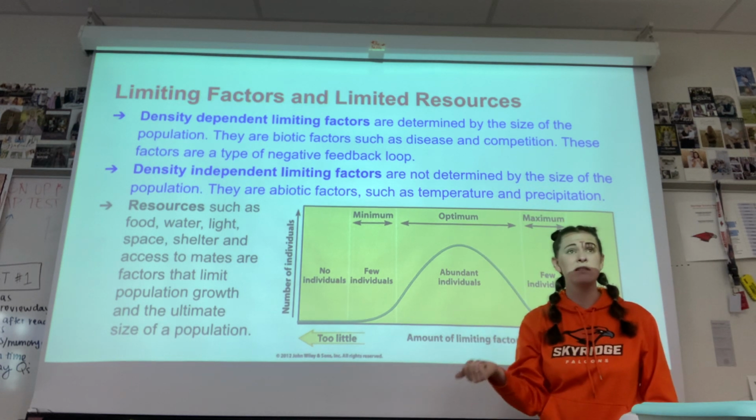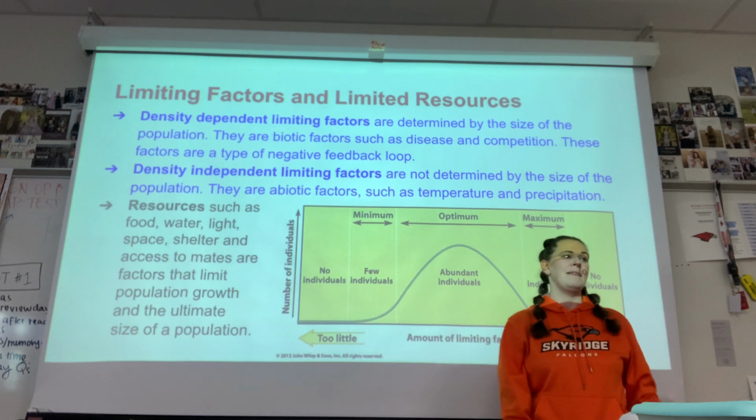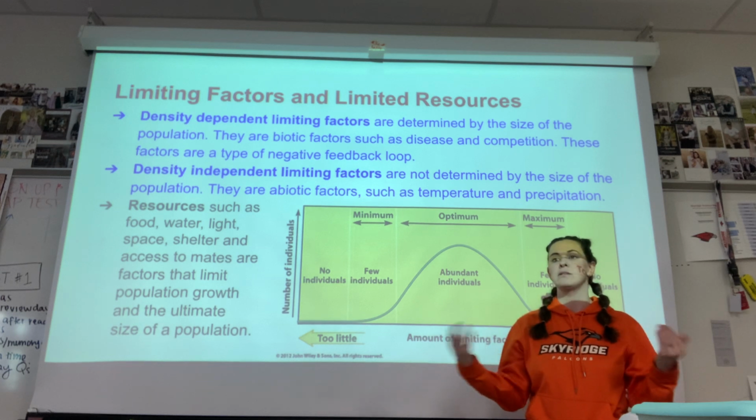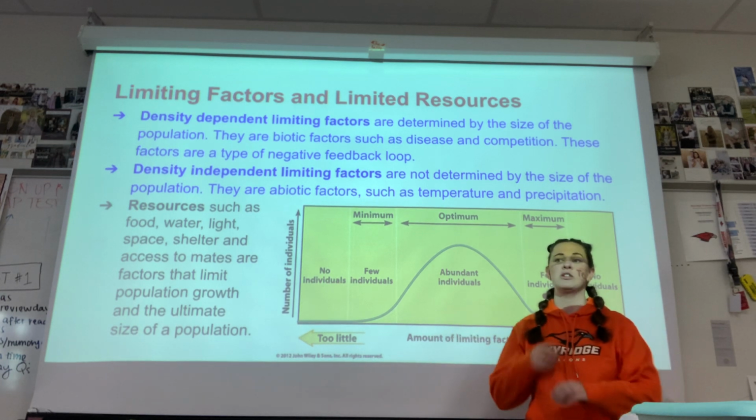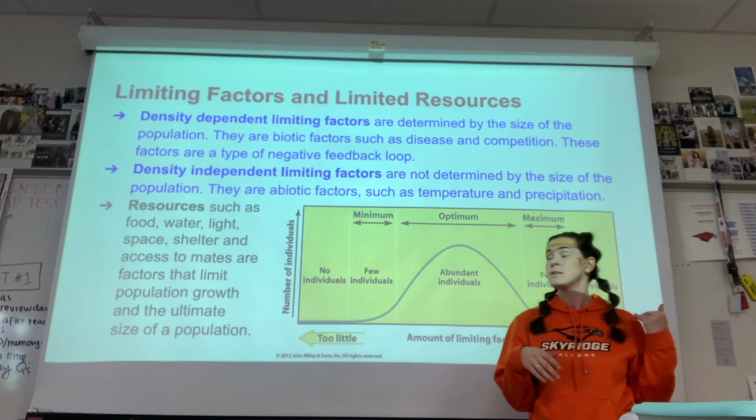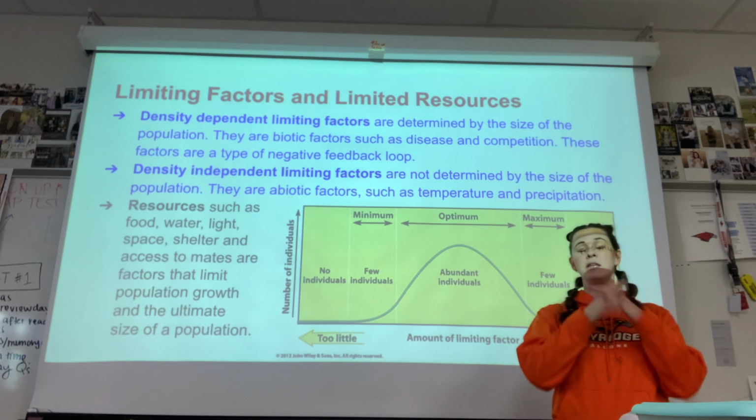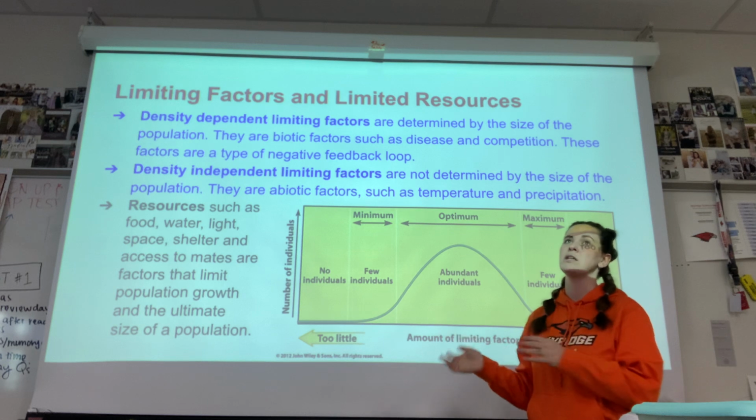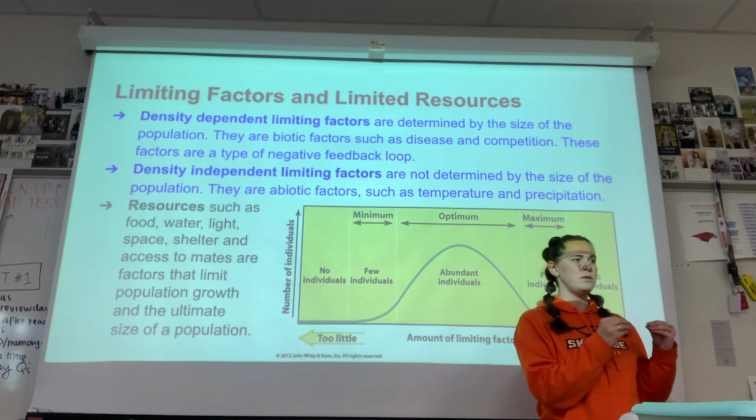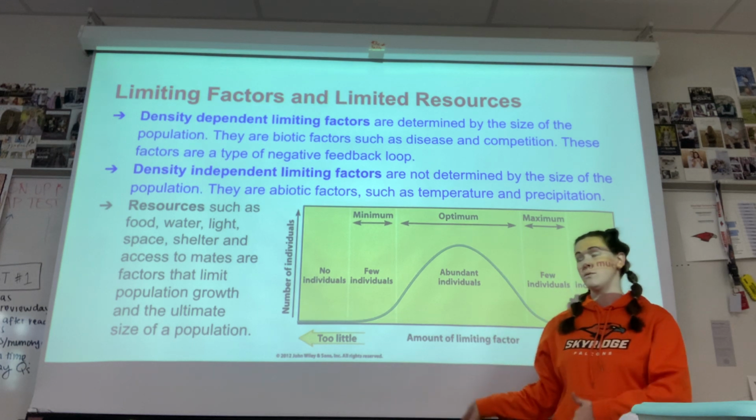Other ones can be disease. If you have a really big group, there's a bigger chance of spreading diseases around because there are so many people interacting, like you saw with COVID. In areas with high populations, COVID spread really quickly. In areas of low populations, it spread a little bit less. So density dependent factors are factors that depend on the density. The more individuals you have, the bigger of a problem it's going to be.